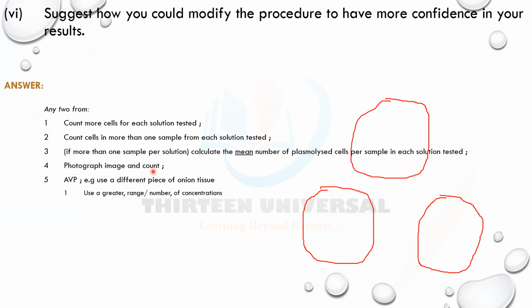You can use a photograph of the image and count different pieces. You can use different pieces of onion tissue. Okay, use a greater range of concentrations.